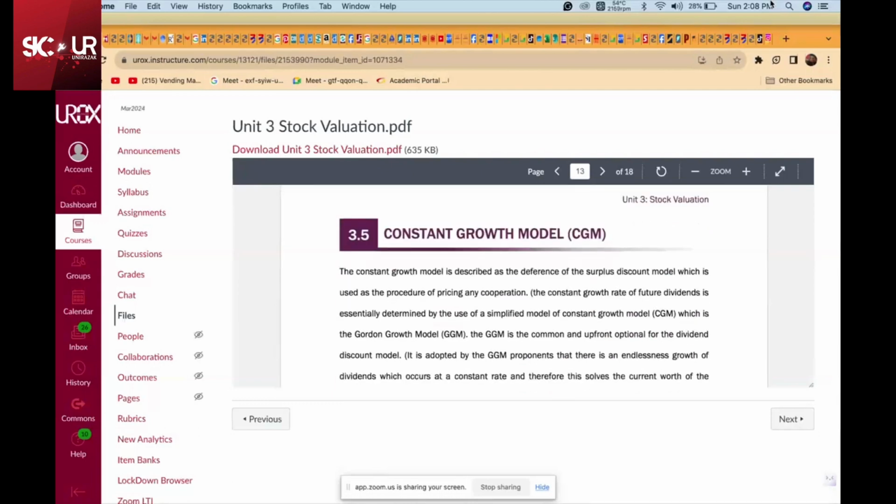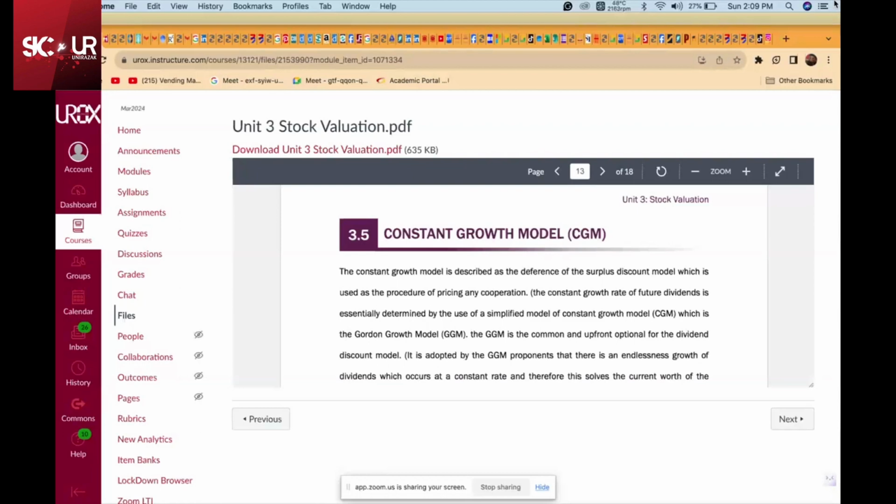Okay, constant growth model, CGM. The constant growth model is described as a variation of the dividend discount model, which is used as a procedure of pricing any corporation. So the constant growth rate of future dividend is usually determined by using a simple model of constant growth, which is the Gordon growth model.